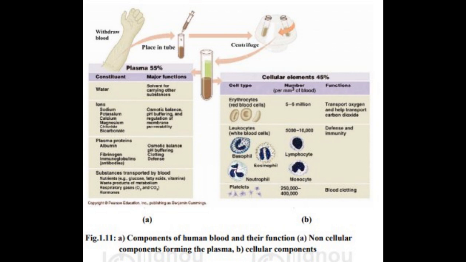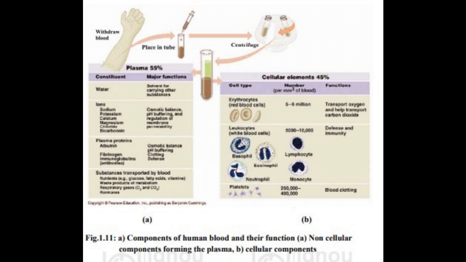Look at the screen. Components of human blood and their function. A. Non-cellular components forming the plasma. B. Cellular components. Composition of blood. Blood has two parts: 1. Fluid or plasma that constitutes 55% of the blood, and 2. Suspended solid component of cells.